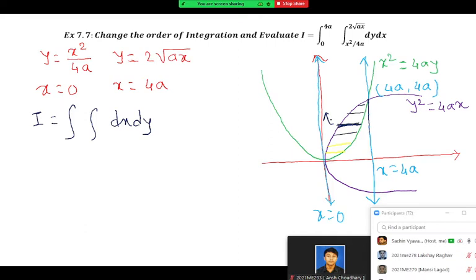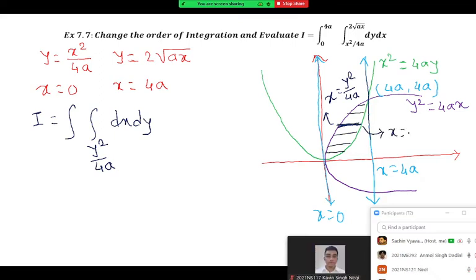We are getting the limit of x now. So from this equation, x is y square upon 4a. Y square upon 4a is the correct answer. Next, what about the right end? x equal to root 4ay, or you can write 2 into root ay. Both are correct. I just write root 4ay.